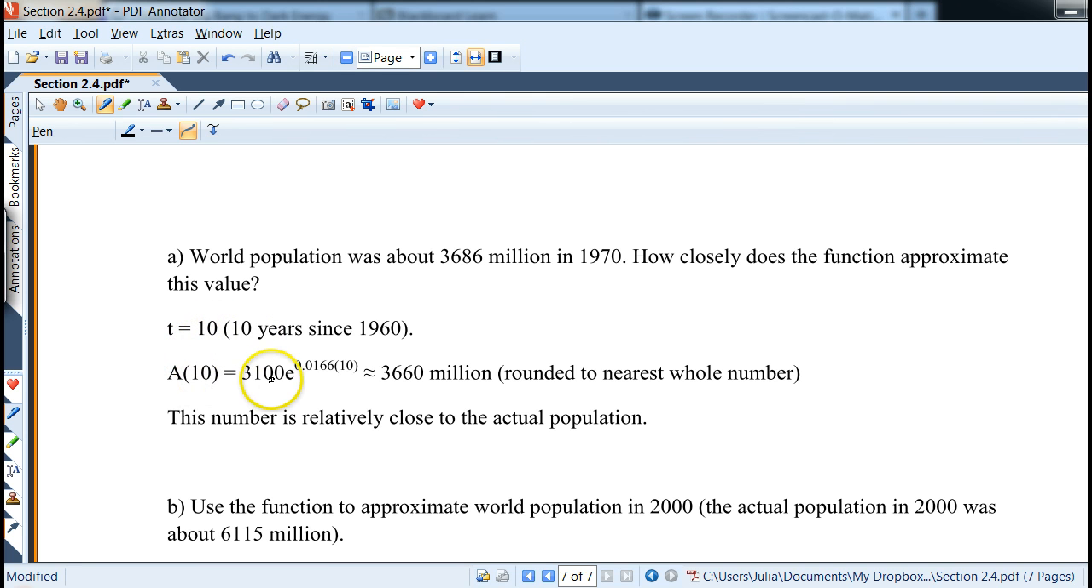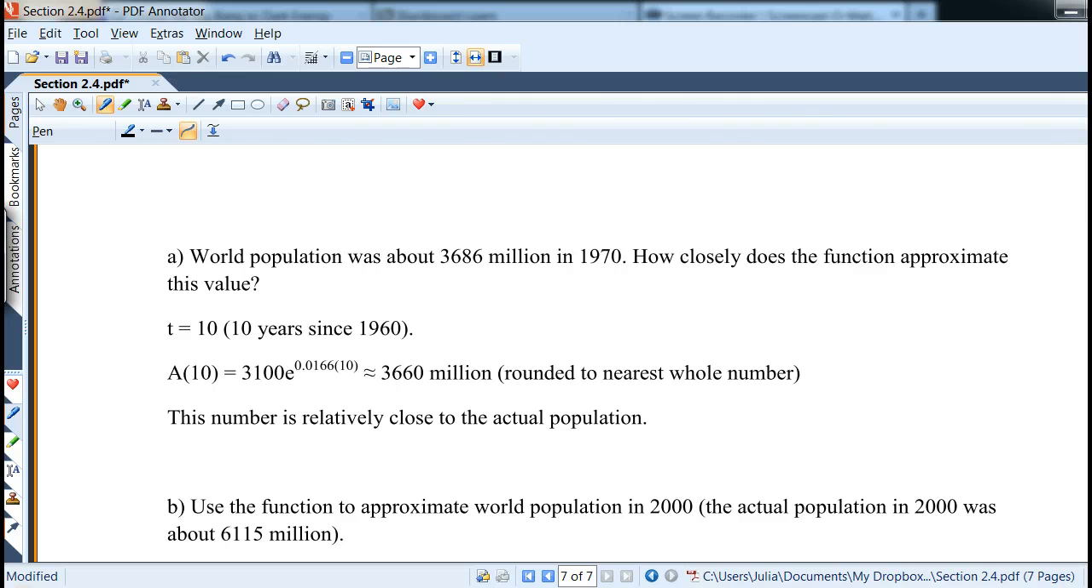So if I plug it in, we'll find out how our model approximates this information. Well, I rounded to the nearest whole number, which I got 3660 million, and notice how it's pretty close to 3686. Yes, it's about 26 million difference, but it's still fairly close to the actual population.